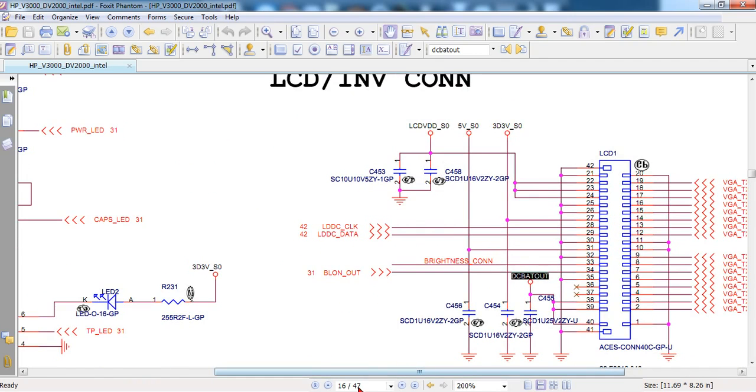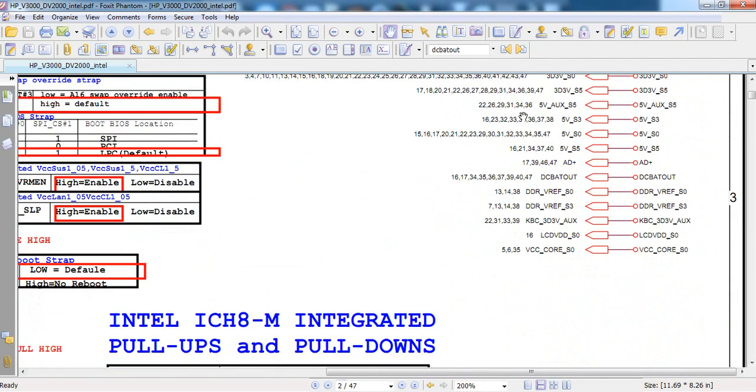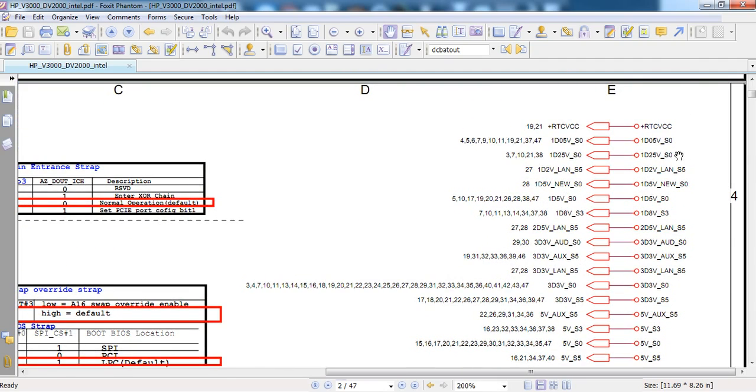Okay, so let's go back to page number 2. And this DC bat out also goes to page number 17, 34, 35, 36 like that. Okay, and this is 1.05 volt underscore S0. There are 3 types of voltages on the notebook motherboard.